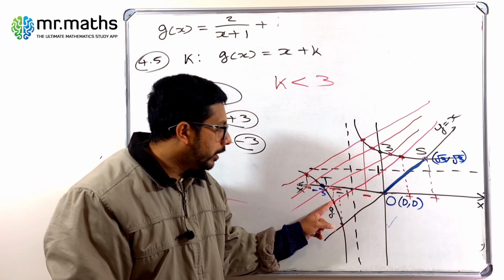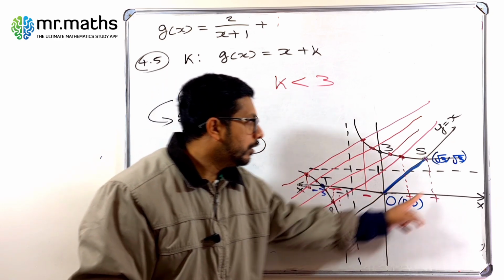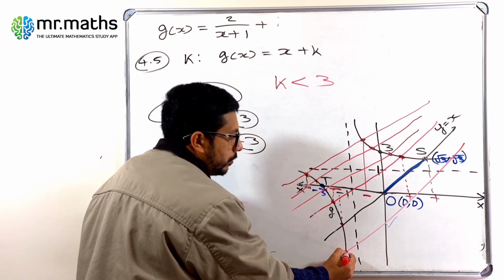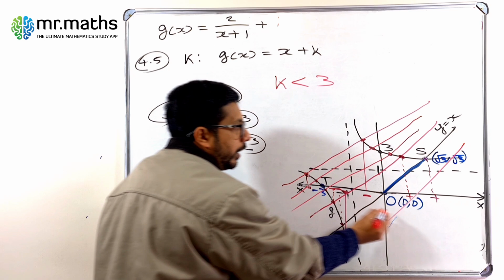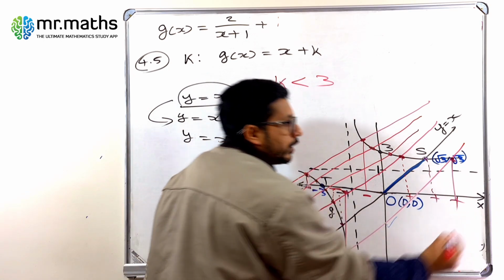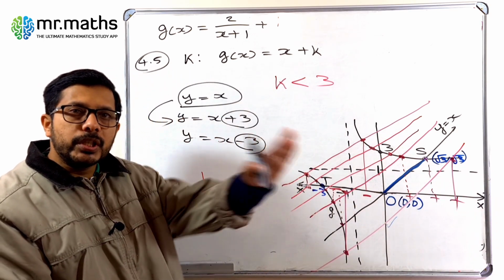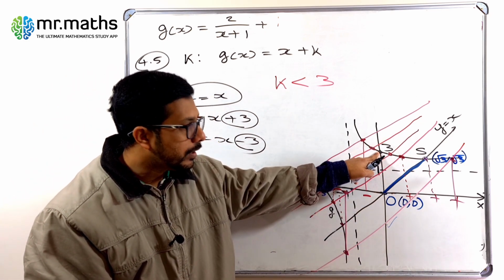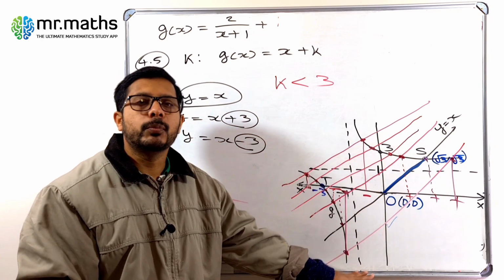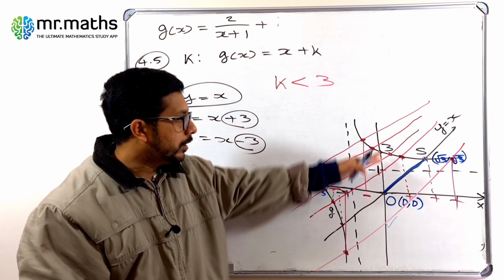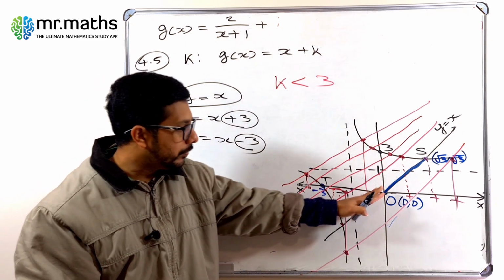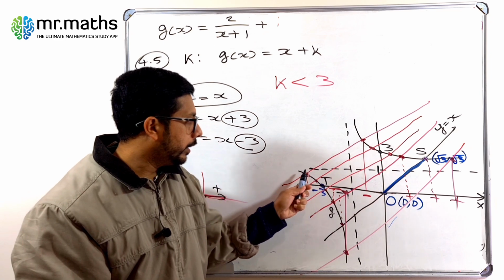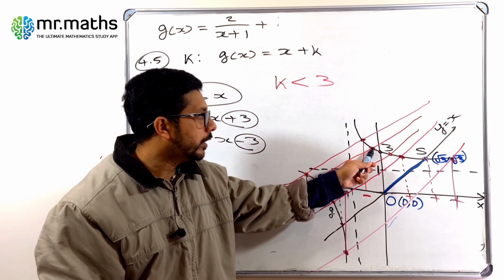One positive, one negative. If I draw here also, this is negative because here it is negative, and this one is positive because here it is positive. That means if you shift that y is equal to x graph anywhere below this k is equal to 3, one root is positive and the other one is negative. But if I shift it above that k is equal to 3, then both the roots are negative.